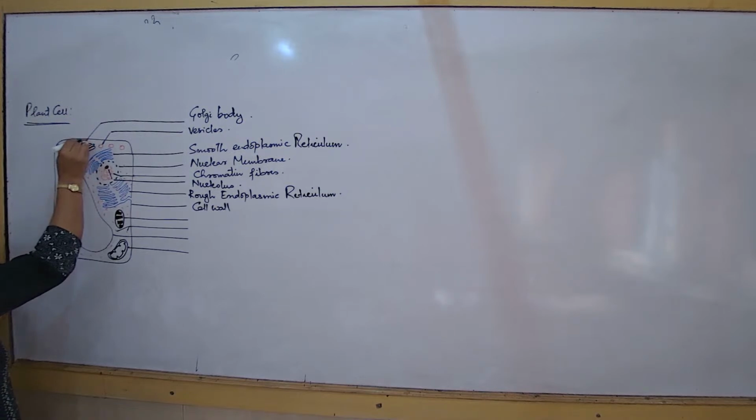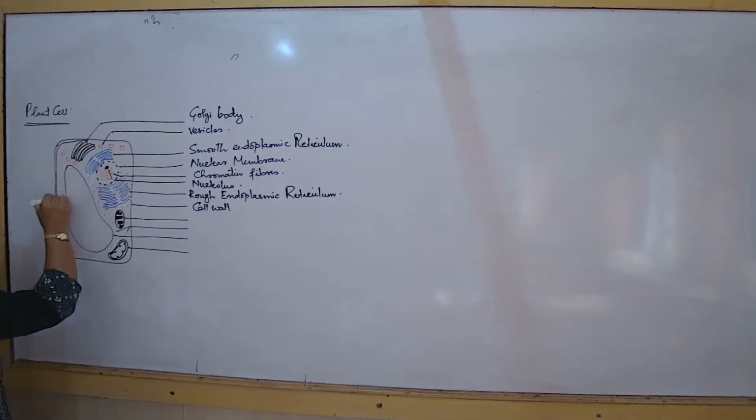We are drawing a plant cell, so we have to draw two matrices.